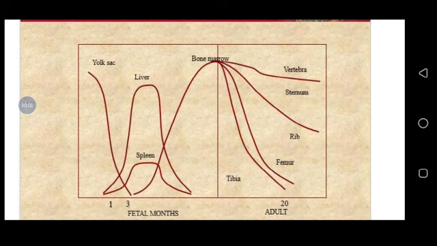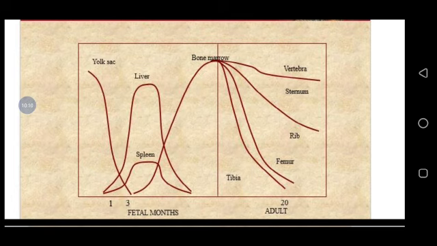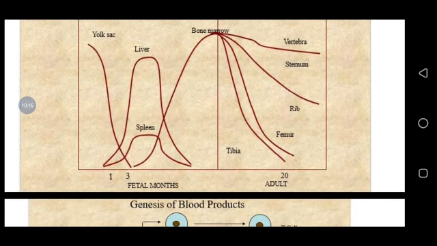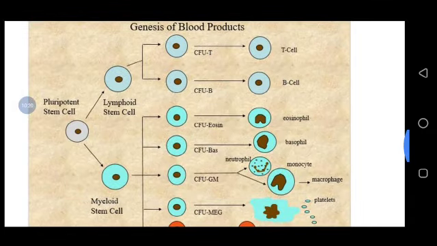But RBC formation ceases from age 20 towards 25 in the tibia and femur. But in the ribs, sternum, vertebrae and the cranium is where RBC formation takes place, so erythropoiesis takes place throughout life.